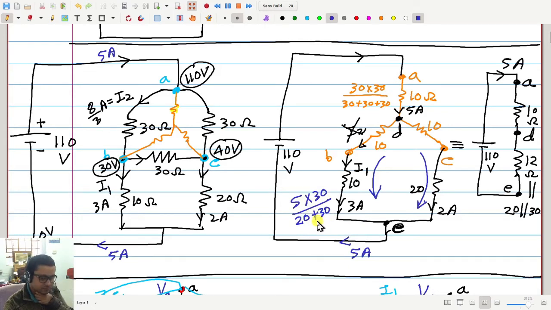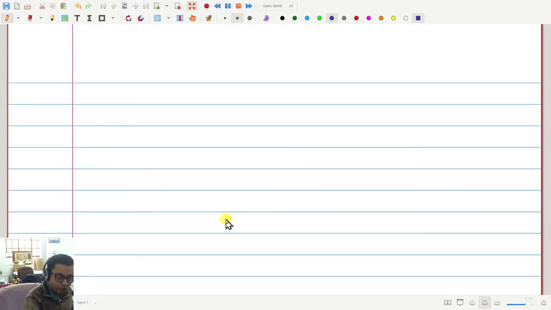Yes, sir. If current is asked in the circuit, then I think there is no need of converting it into star delta conversion. We can directly solve it by assuming x and y. Yes, we can solve it from many possible ways, but the purpose is that we just learned about star delta conversion, so that's why we are doing this. Yes, sir. Let us move on.